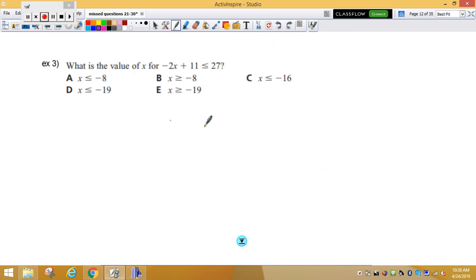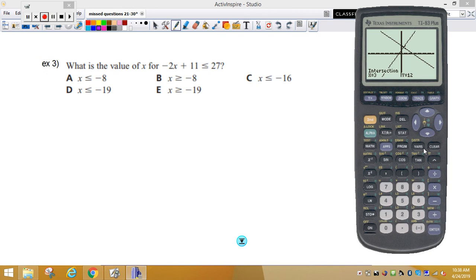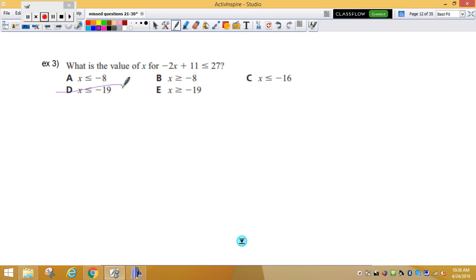Alright, here's another example. Let's see what number it should just be to start with. So I have negative 2x plus 11. I'm going to hit enter. On the other side I got 27. Let's graph it. Alright, I can see the intersection, so second trace, 5, enter, enter, enter. The answer should be at negative 8. Alright, so I know it's either A or B.